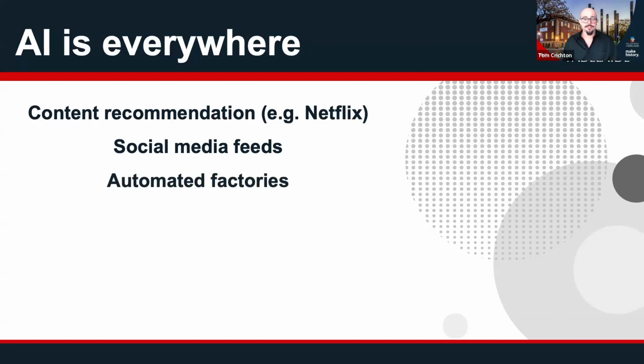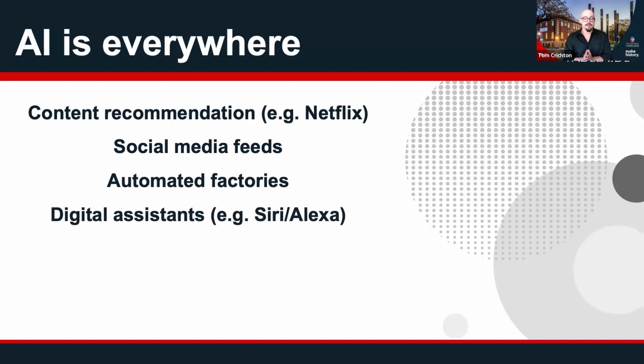Automated factories is another example of AI. So companies like Amazon have fully automated distribution centers where AI algorithms decide where stock should go, and even robots that actually move these things around. Digital assistants like Siri or Alexa are also an example of AI, where it is interactive and can feel like you're talking to an actual person to a greater or lesser extent.